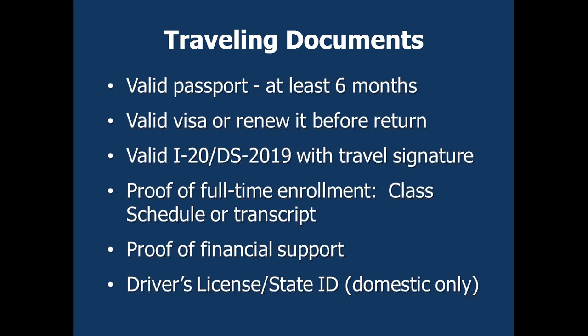Traveling documents. You need a valid passport, valid for at least 6 months into the future, and a valid visa, or renew it before you return, unless you come from Canada or Bermuda, where you don't need a valid visa. You will need a valid I-20 or DS-2019 with a travel signature. You will need proof of full-time enrollment, such as a class schedule or your transfer.